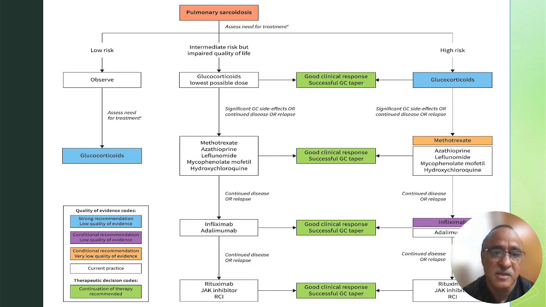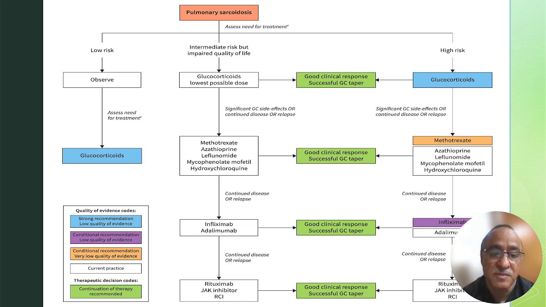This is the ERS guideline. They have divided patients into low risk, intermediate risk with impaired quality of life, and high risk. Low risk has to be observed. We have to assess the need for treatment, and whenever it is required, we give glucocorticoids alone. However, when the patient has an intermediate risk but has impaired quality of life, we give the lowest possible dose of glucocorticoids. If there are significant glucocorticoid side effects or continued disease or a relapse, we add second-line and then third-line agents in that order.